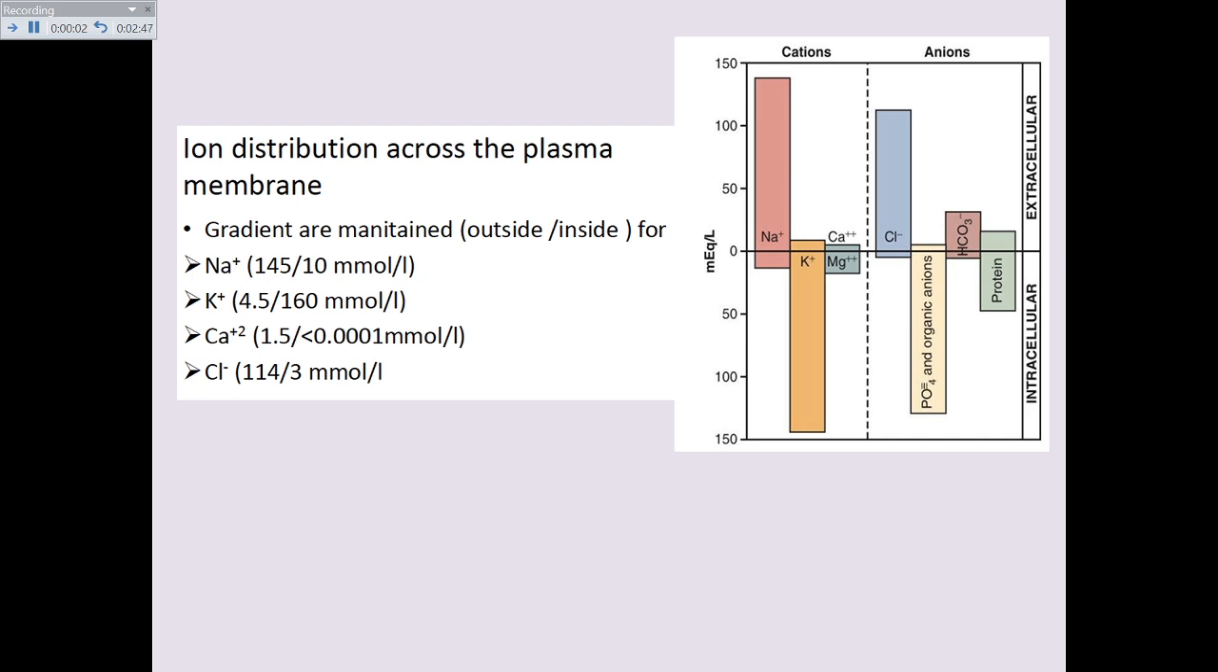You know, ion distribution across the plasma membrane is different. For example, as you can see in the figure, sodium and chloride are mostly present outside.